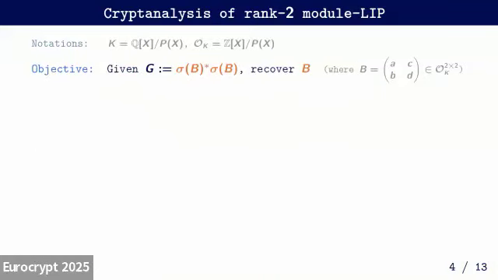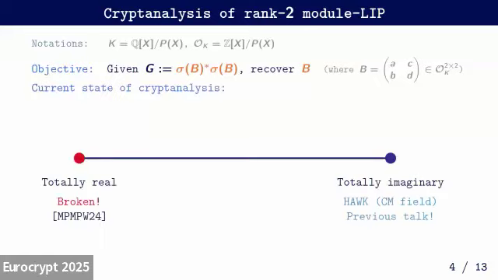Okay, so now that we have a proper statement of what the problem is, let's have a quick look at what the current state of the art is in the cryptanalysis. On one side, we have this totally real case. In terms of these embeddings, that means that all these embeddings are real embeddings, so you just go into the real numbers. And in that case, the problem was shown to be broken.